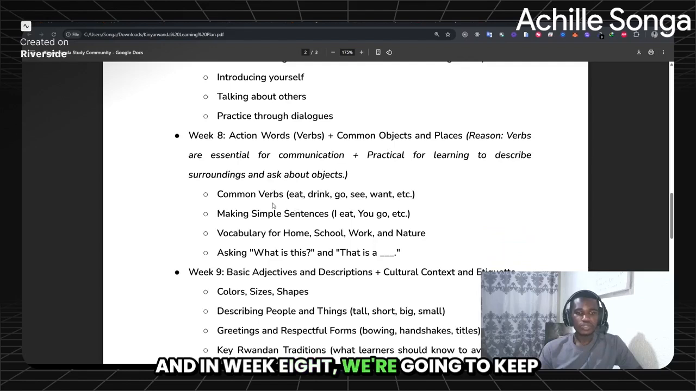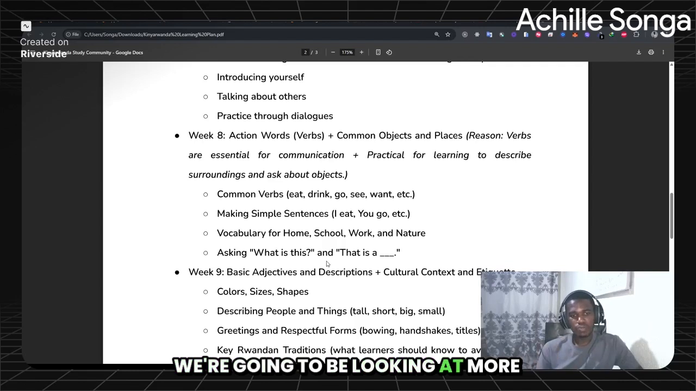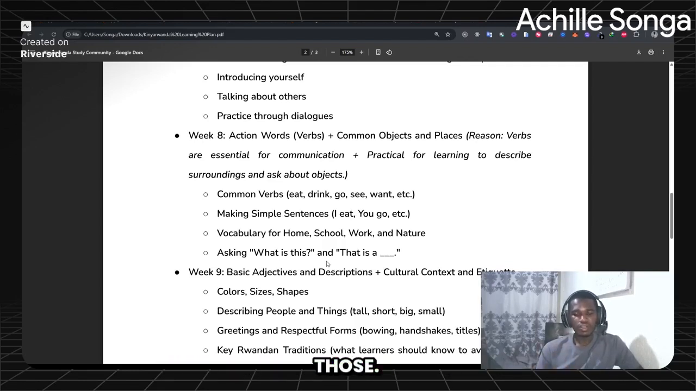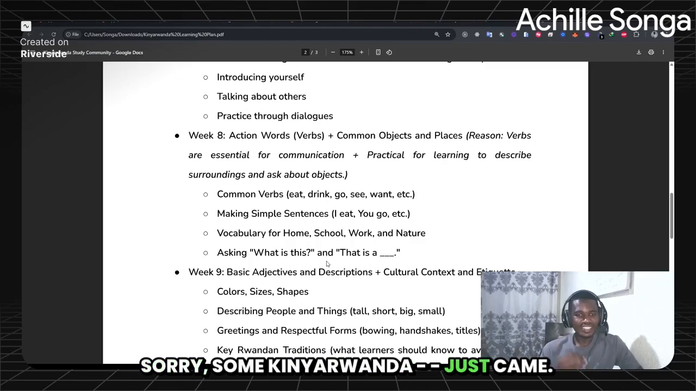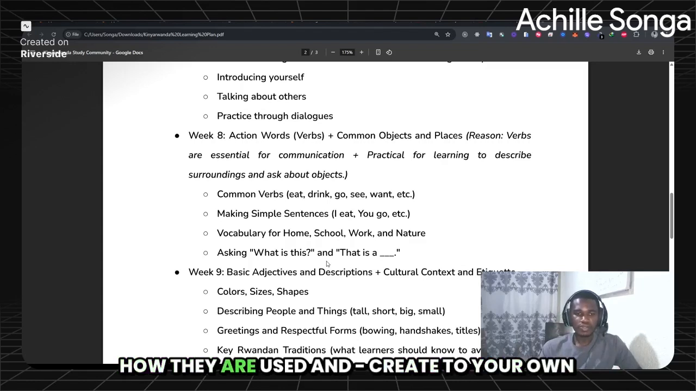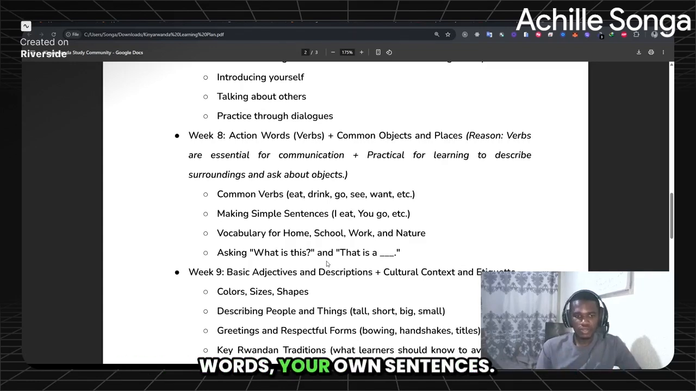And in week 8, we're going to keep learning about the verbs, and we keep practicing making sentences. We're going to be looking at more vocabularies, and we're going to be practicing all of those. We're going to be looking at all of those for you to understand and be familiar with how they are used, and create your own words, your own sentences.